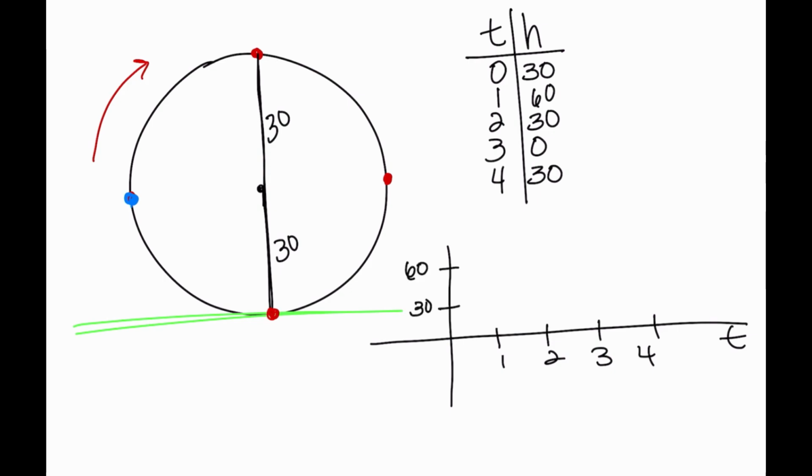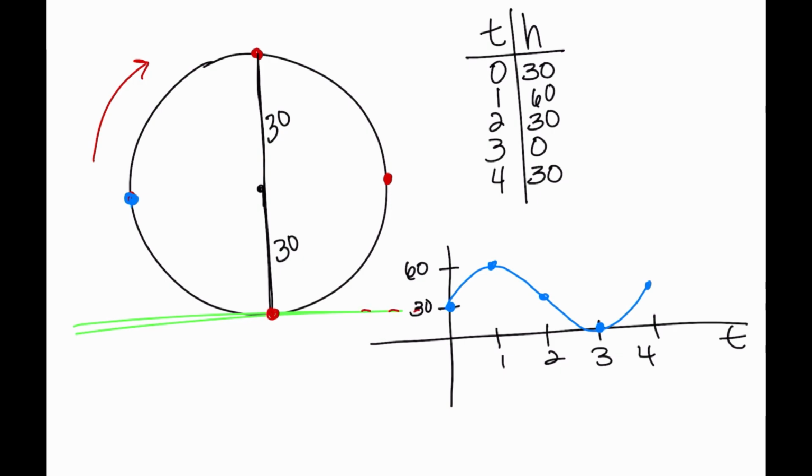Let's go ahead and create our graph. At 0, I'm starting at 30. At 1, I go to 60. 2, I'm back at 30. 3, I go down to 0. 4, I'm back at 30. So notice that I'm going up, back, down, and back. This is a beautiful sine graph.